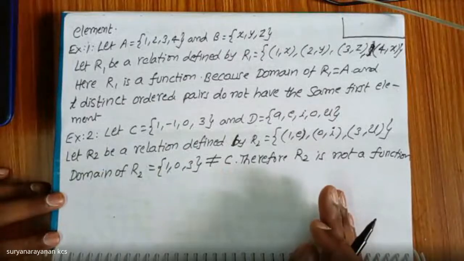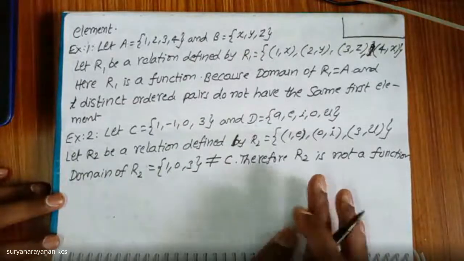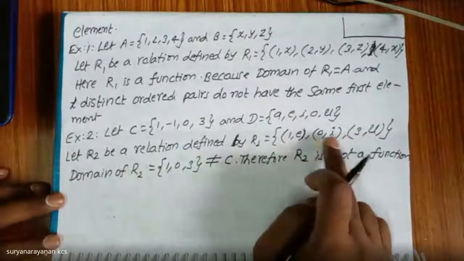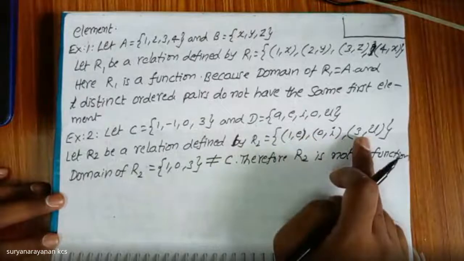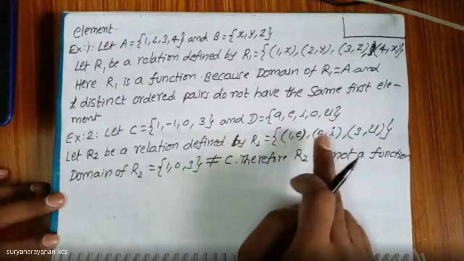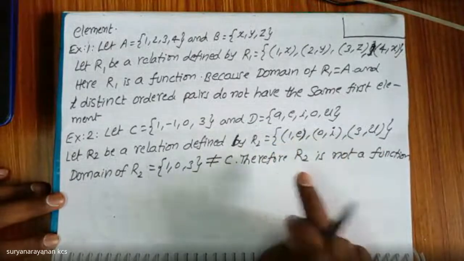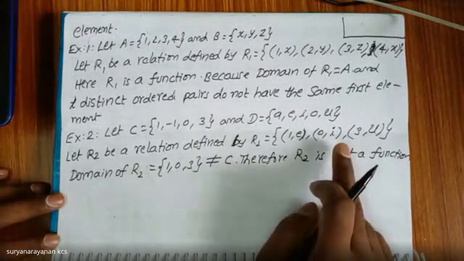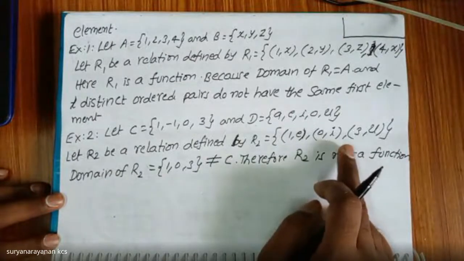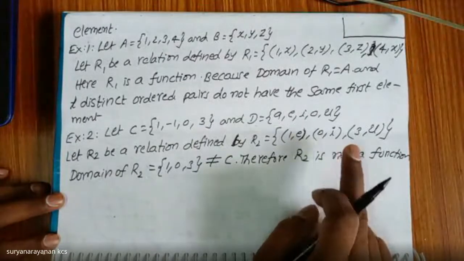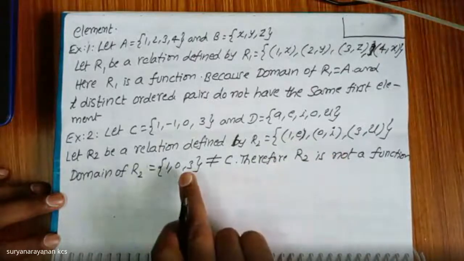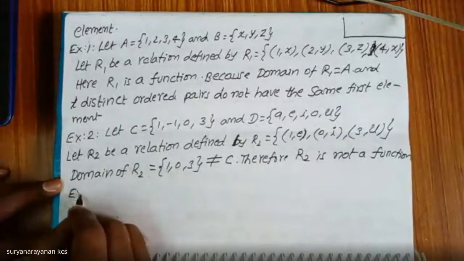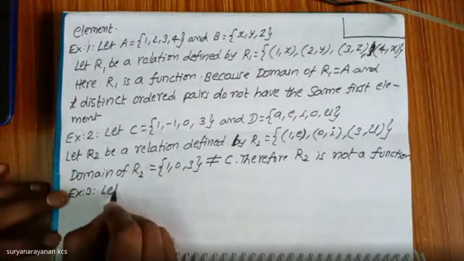Remember these conditions, my dear children, carefully. The second condition is that we have to check that distinct ordered pairs should not have the same first element. After the first condition is satisfied, then we go to the second condition. If the second condition is also satisfied, then only we can say that the relation is a function. Otherwise, it is not said to be a function. Let us take another example.